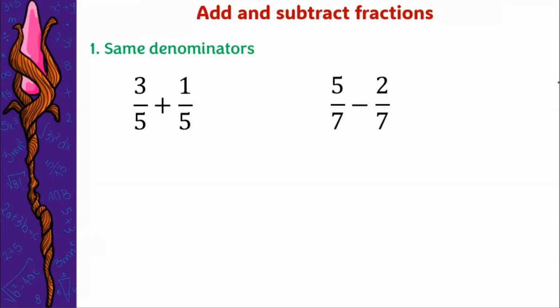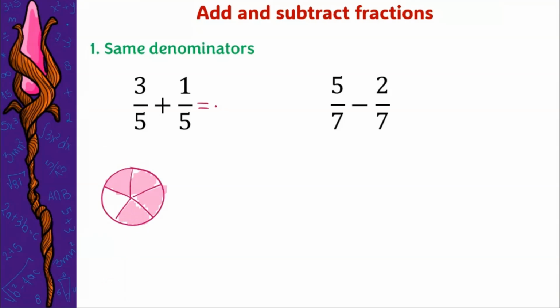So let's start. When they have the same denominators is the easiest one because that means you are adding pieces that have the same size. For example, in this case, 3/5 plus 1/5. So it's telling you that from a whole divided in 5 parts, you have 3 parts and you just need to add one more of the same size. At the end, you are going to have 4/5.